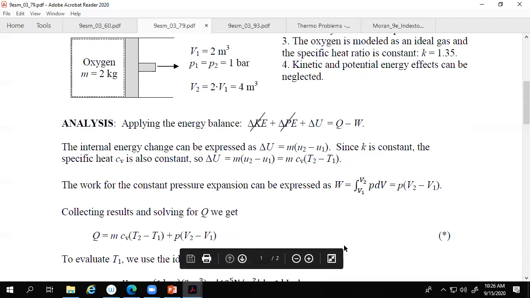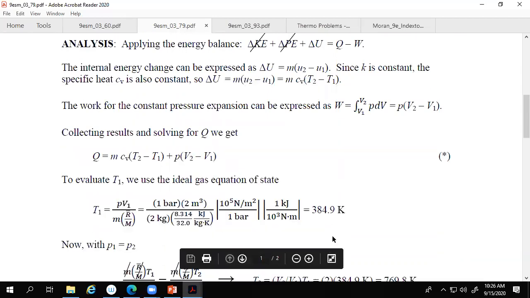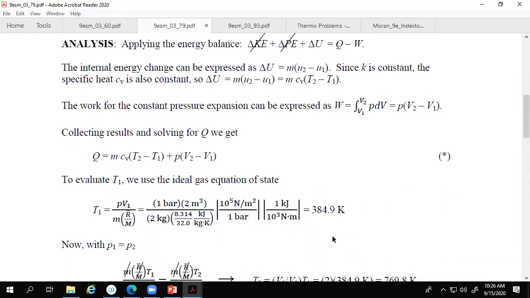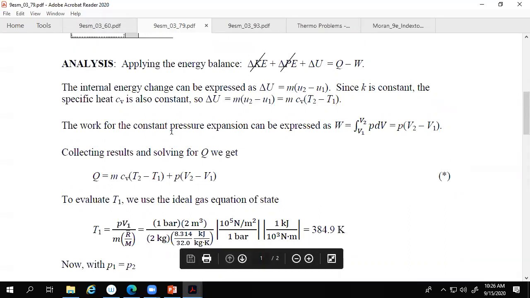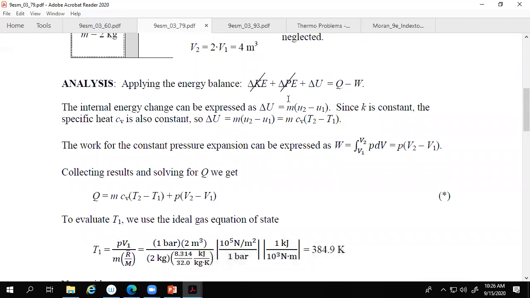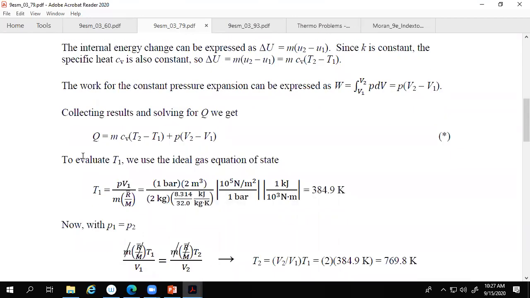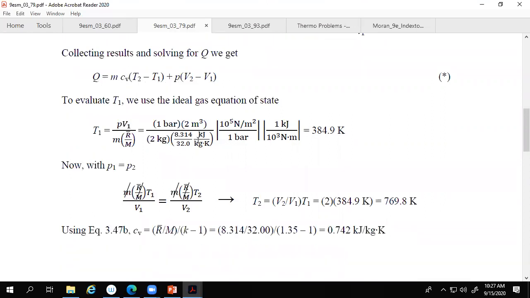And then for work, this is pretty sweet. It's constant pressure work, the integral of P dV, so that's P times (V2 minus V1). Pull the P through. When we collect all of that, we solve this for Q, so the W comes to the other side. And so we get Q is delta U plus the work, P times (V2 minus V1). Well, now we've got to go find some numbers.